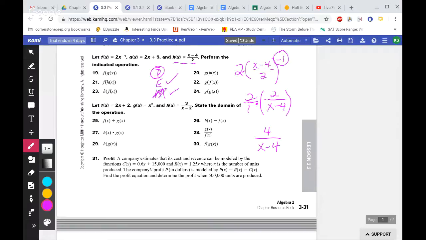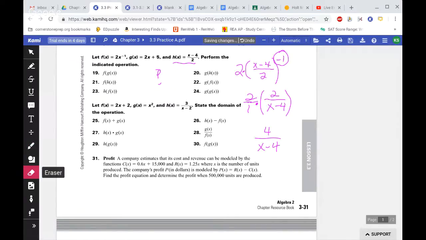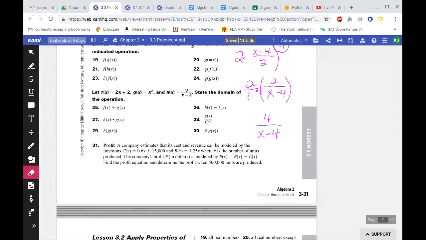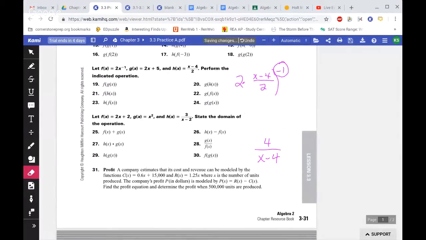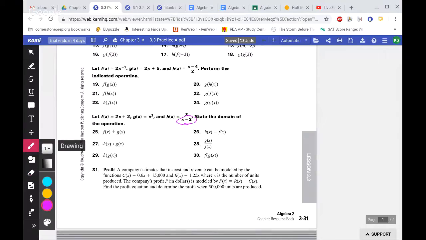And for 25 through 30, what does it mean by state the domain? Good question. Remember briefly yesterday I talked about, I'm sorry, what'd you say? I remember doing it from chapter 1 or 2. Yes, ma'am. And basically what it means is when you have something like this, the 2 could not be in the operation because it would make the denominator 0.